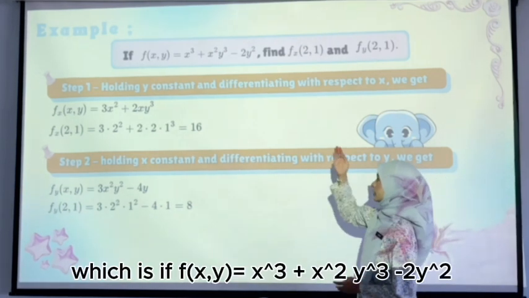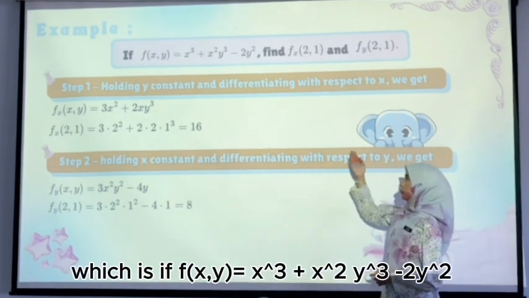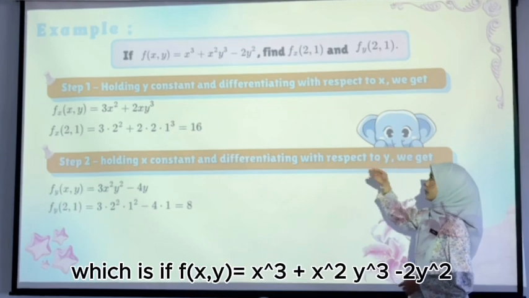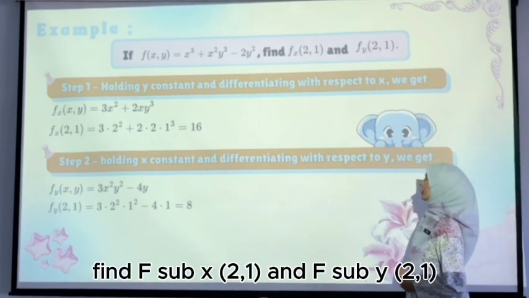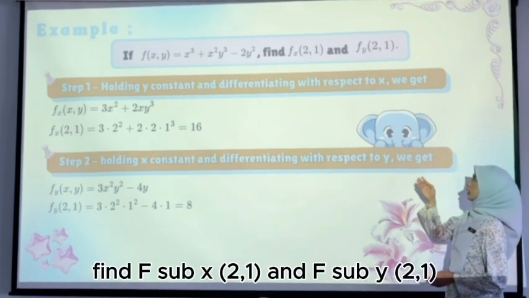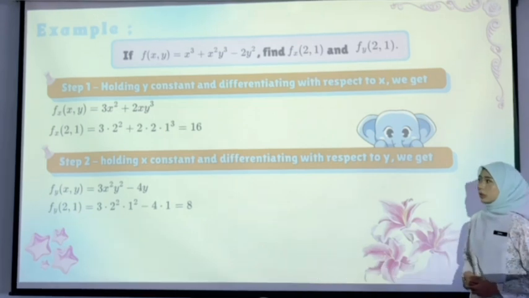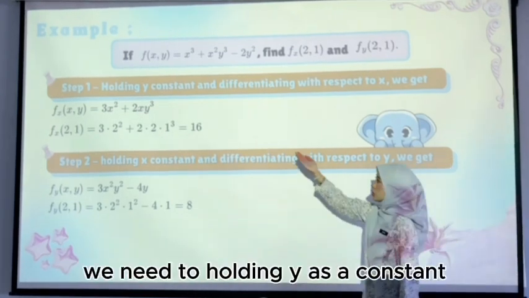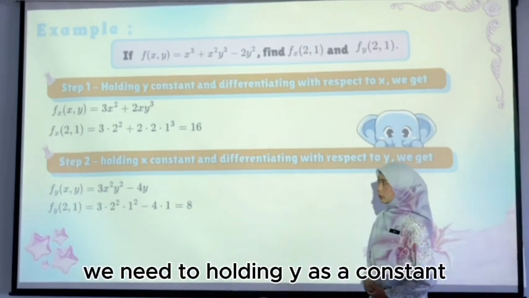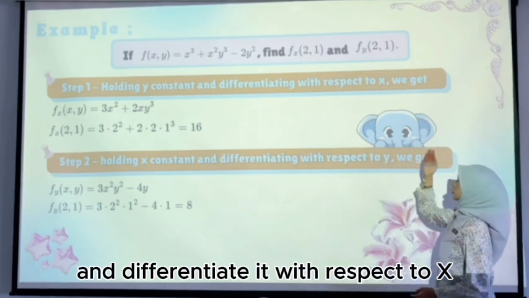Okay, next we move to the example, which is: f(x, y) equals x cubed plus x squared y cubed minus 2y squared. Find f sub x at (2, 1) and f sub y at (2, 1). So, for step 1, we need to hold y as a constant and differentiate with respect to x.